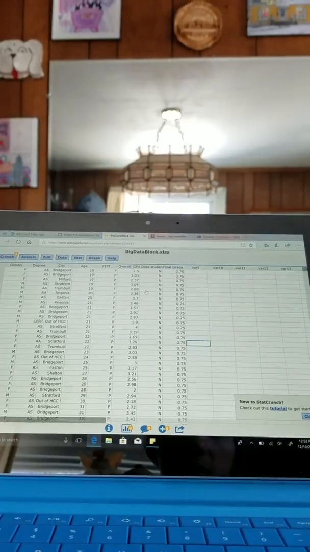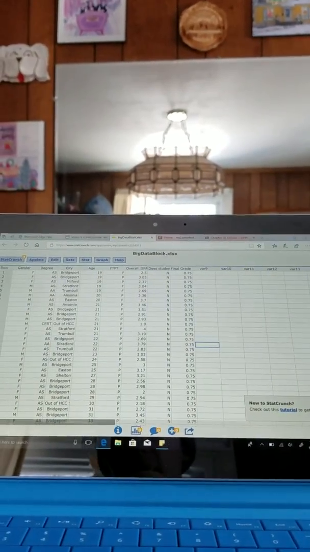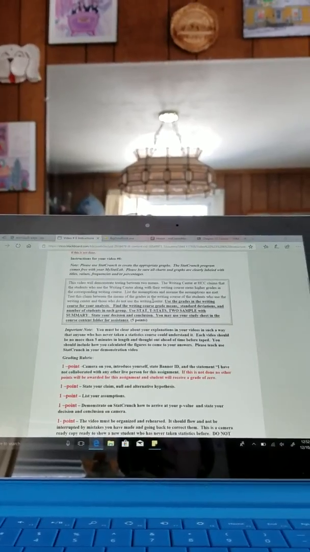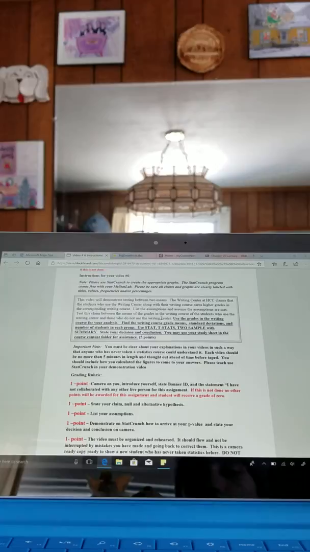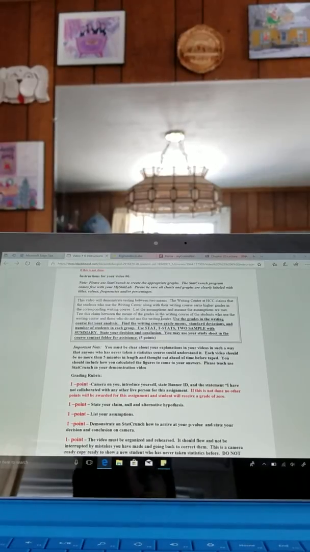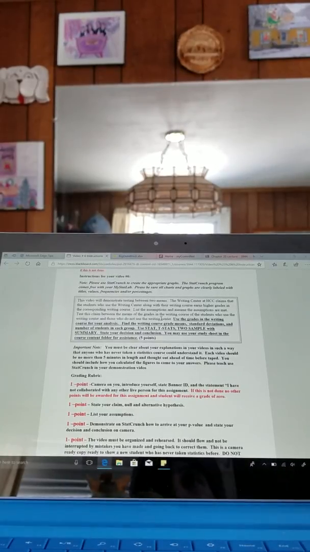So to start things off, what we're going to do today is talk about testing between two means for the mean grades between students who used a writing center and students who do not use the writing center. Now the claim is that HCC claims that the students who use the writing center along with their writing course earn higher grades in that course.